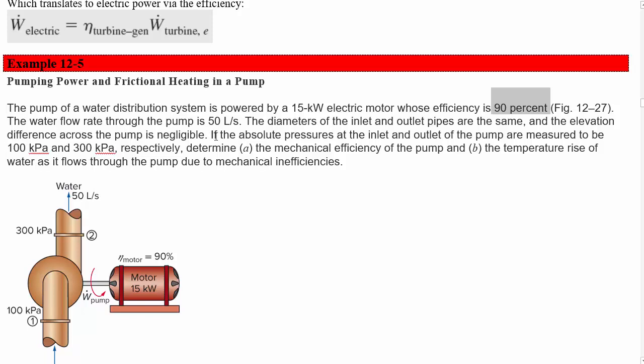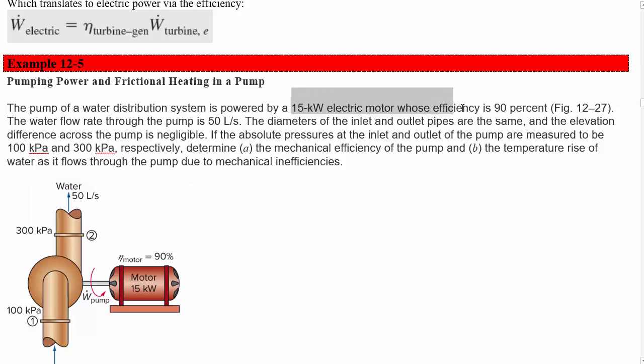If the absolute pressures at the inlet and outlet of the pump are measured to be 100 kilopascals and 300 kilopascals respectively, find out A, the mechanical efficiency of the pump, and B, the temperature rise of the water as it flows through the pump due to mechanical inefficiencies. All right. Now, this efficiency, so first of all, what do we have?